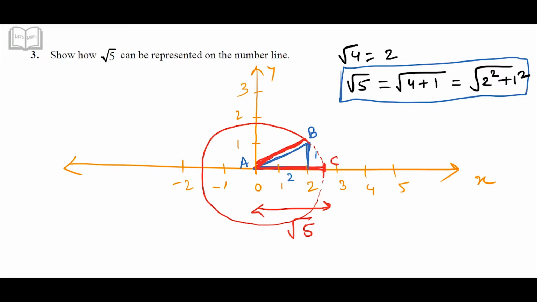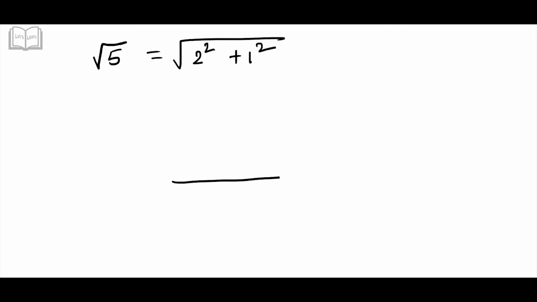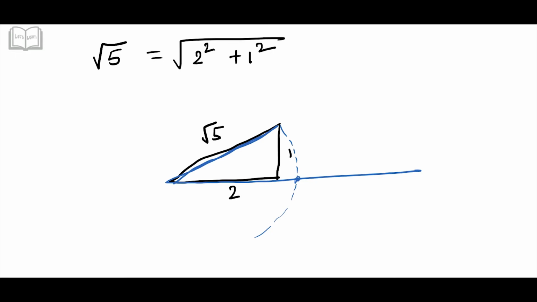Let me do this once again freshly, to make you understand. You are asked to draw root 5 on a number line. So we write root 5 as root of 2 square plus 1 square. Now we take a triangle with base 2 and height 1, so that the hypotenuse length is root 5. Now with root 5 as radius, we draw a circle, and that circle will cut the number line at some point. Therefore this length will be root 5. That's it, as simple as that.